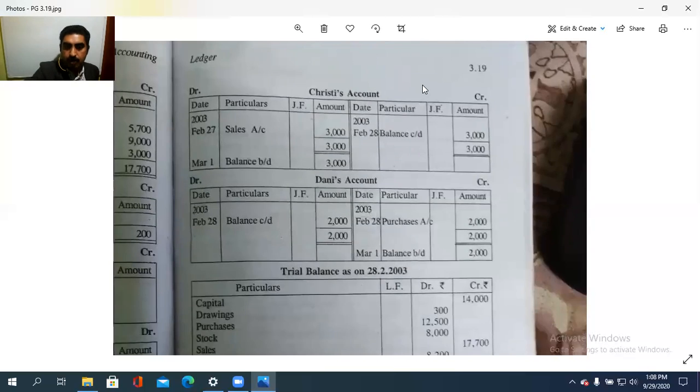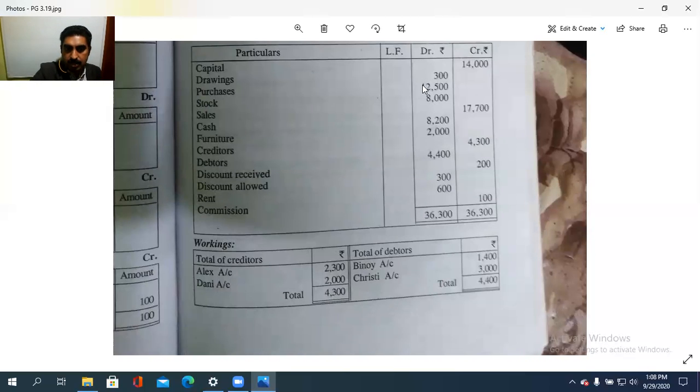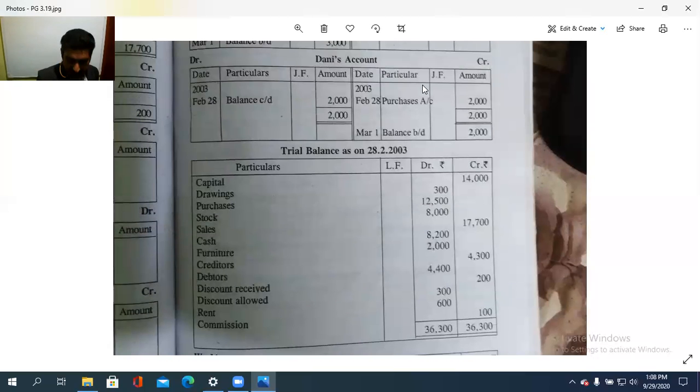Then how are we preparing the trial balance? We are preparing the trial balance as, look here, what all are the items? Trial balance.